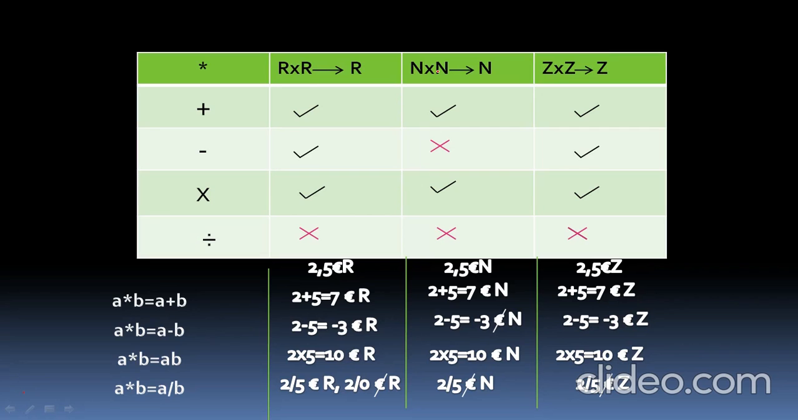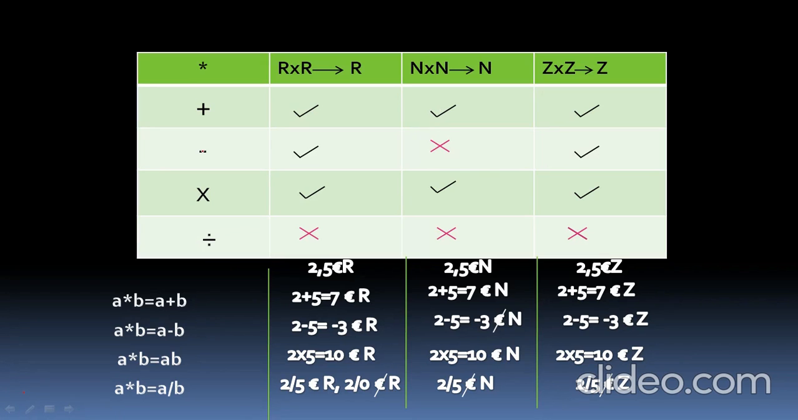Now consider the set of natural numbers. Again, consider the operation addition. Now we will check whether it is a binary operation on natural numbers or not. For that we take again two elements, 2 and 5. Both are natural numbers, and if we add 2 and 5, what we get? 7, which is again a natural number. And in general we can say that if we add two natural numbers, the result is again a natural number. So the operation addition is a binary operation on the set of natural numbers.